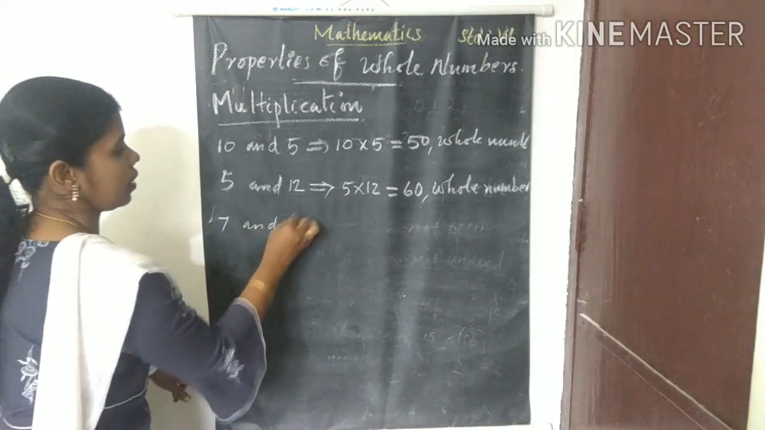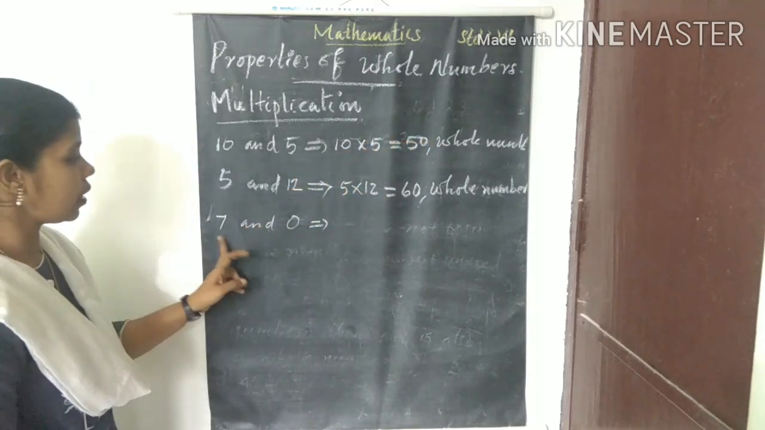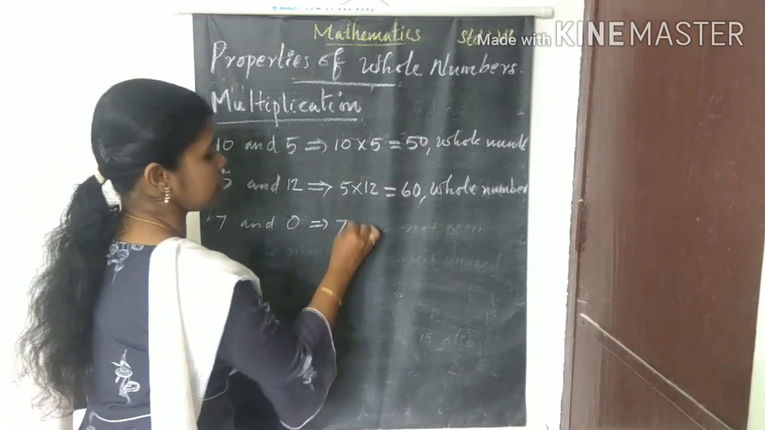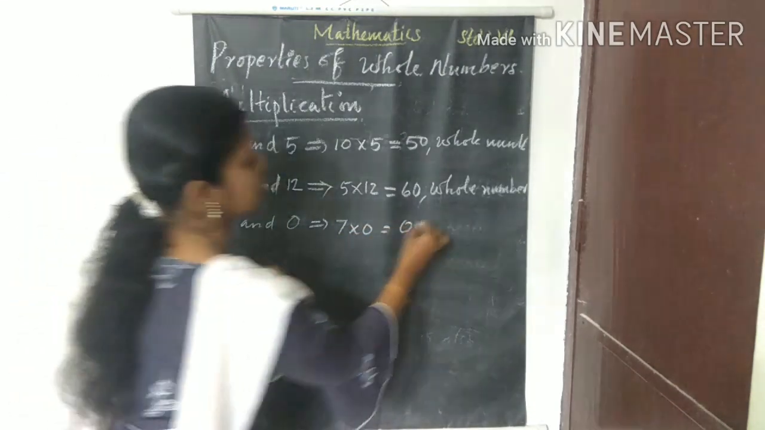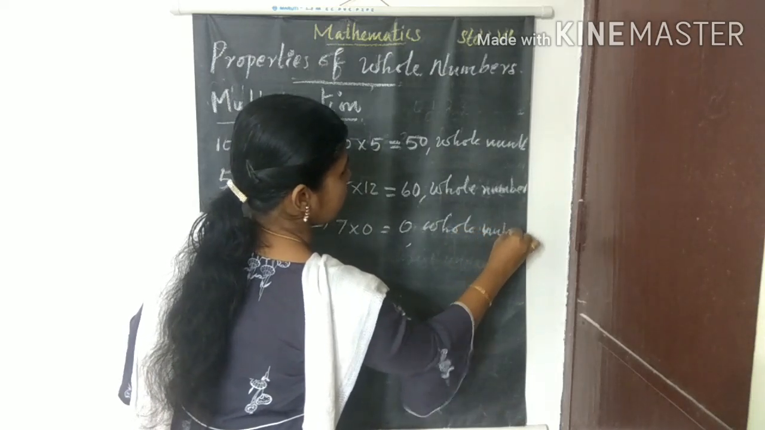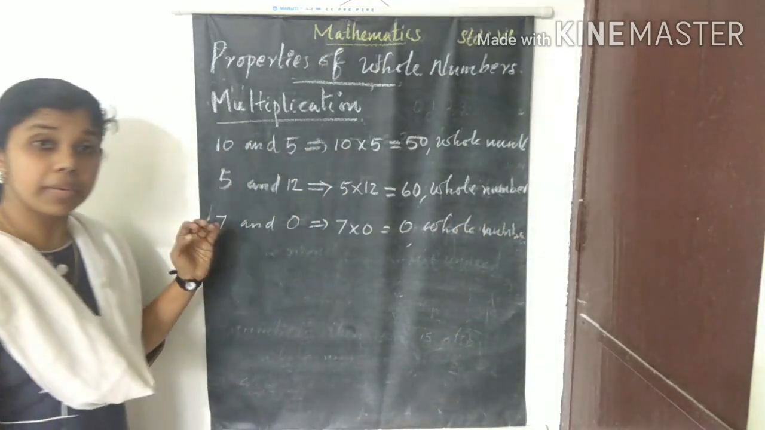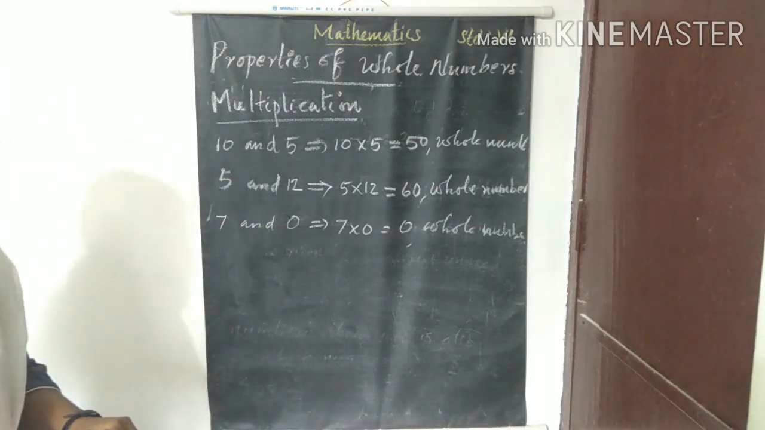7 and 0. 0 is our first whole number. So 7 into 0, what is the answer? It is 0. 0 is a whole number. Yes, here we got that when we multiply any two whole numbers, their answer is also a whole number.